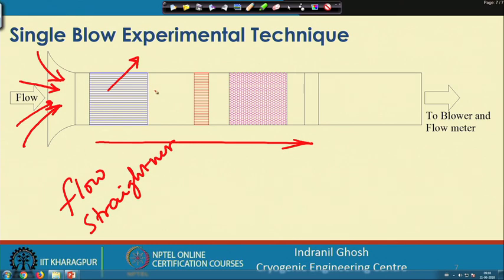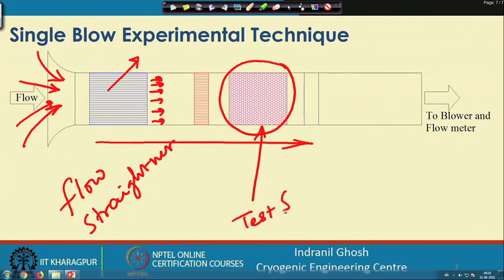So, this will make the velocity of this fluid mostly uniform across this section. So, mostly it is depending on the geometry of the surface. This is the test surface, and depending on the geometry of the test surface, this test section may be of circular cross section, or it may be of rectangular cross section. So, here we have one heater.